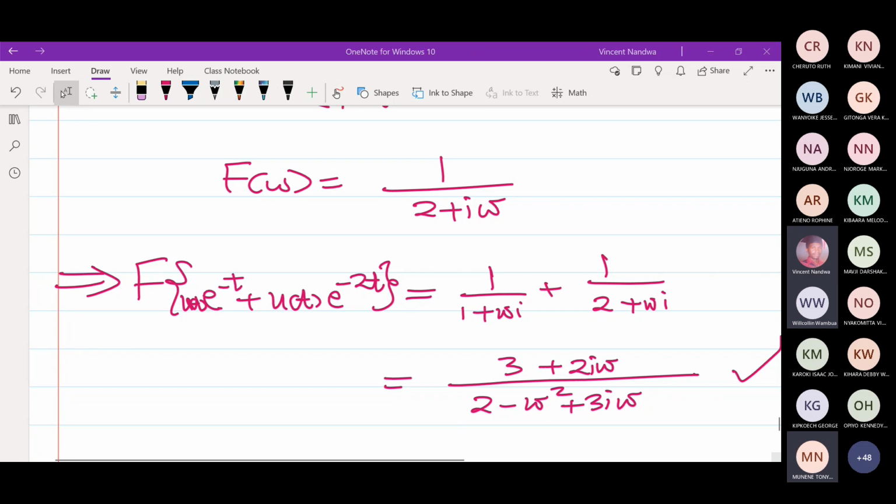Now, in similar manner, I want to trust you with the shift properties, check the shift properties, and then also do some examples on that. And then also check the relationship between the Laplace transform and the Fourier transform. I know your strength, and I know that can make sense to you.